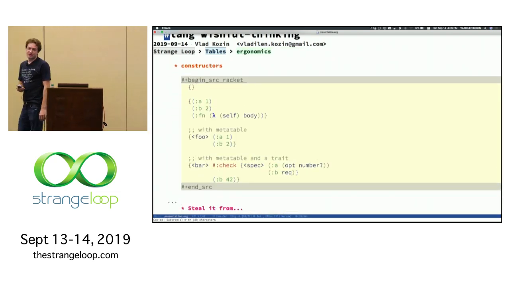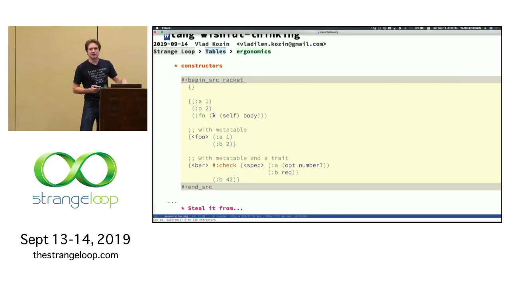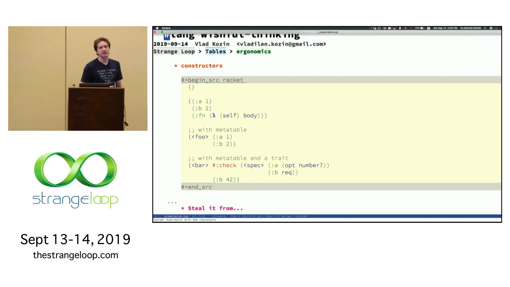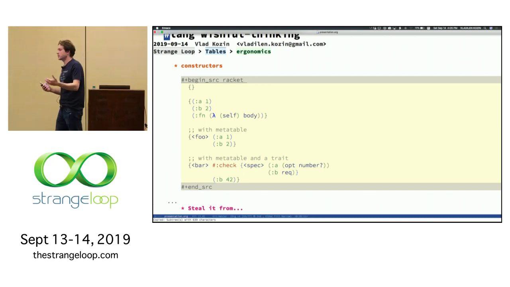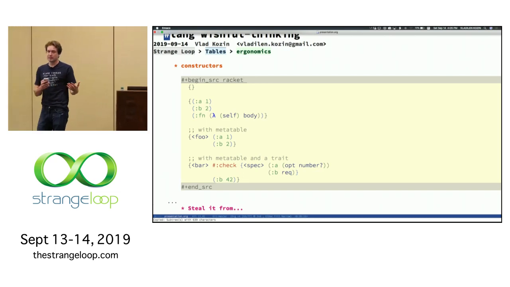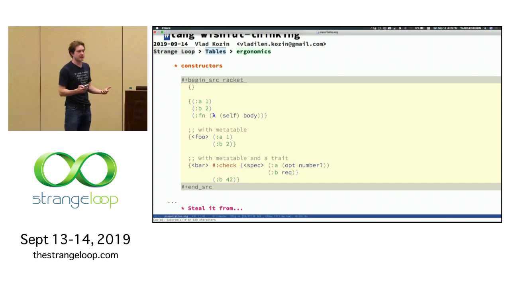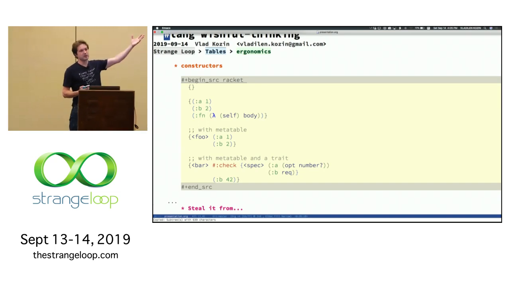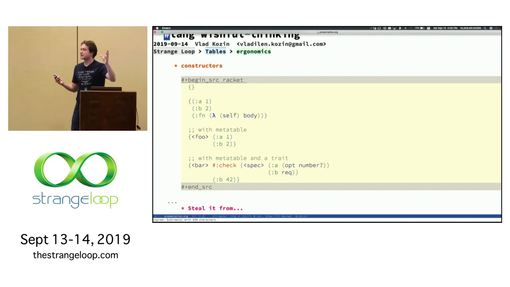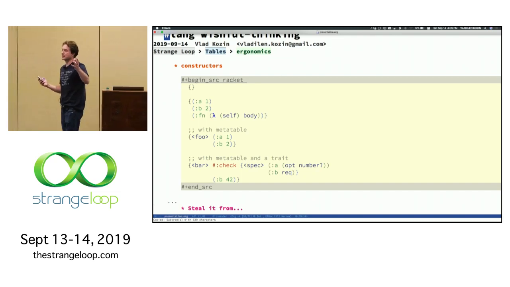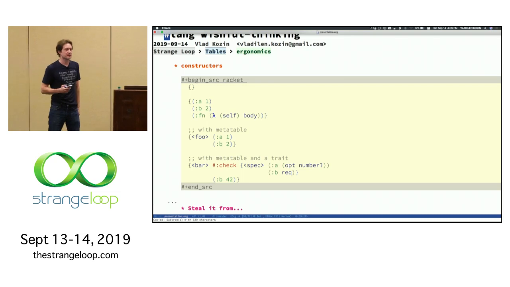All right, so let's talk very quickly ergonomics. Yeah, curly braces to construct tables. We allow identifiers in the app position. If it's a table, it'll be used as a meta table. If it's a procedure, it'll be called on the instance being created. There's an experiment of mine, there's #check followed by something. It's like a lightweight syntax for traits or mix-ins right there in the constructor. And I'll show you why I wanted this.